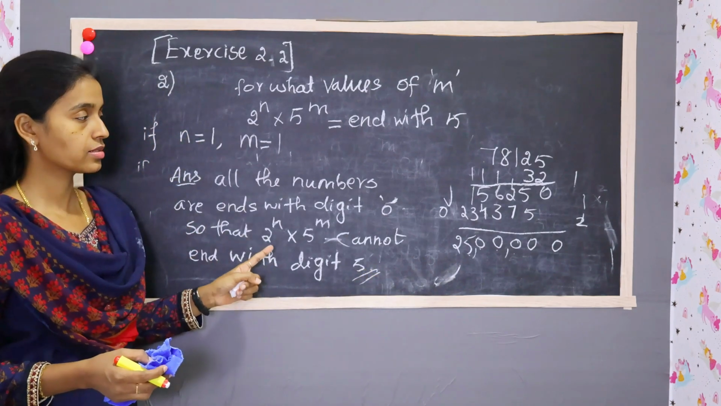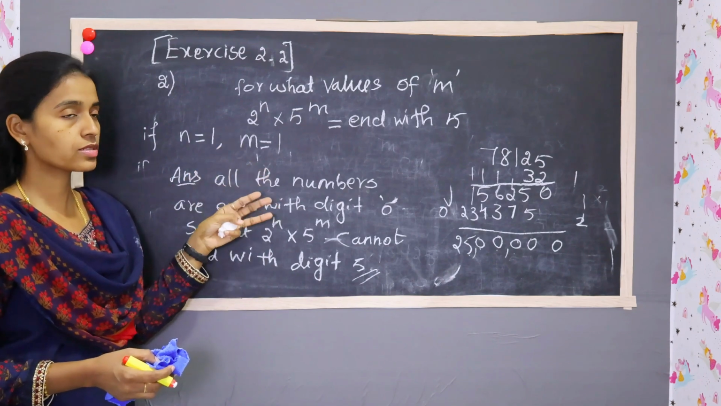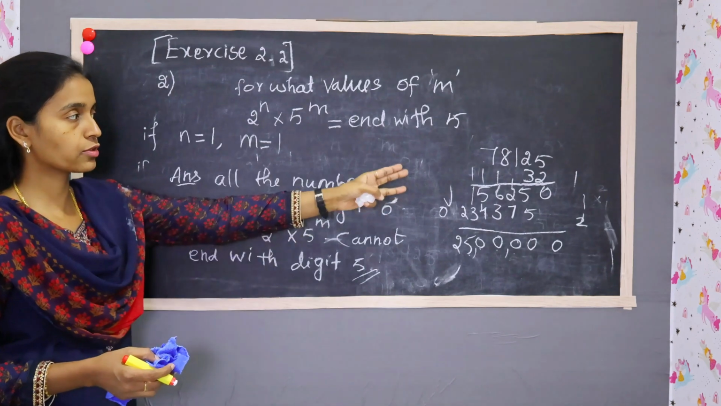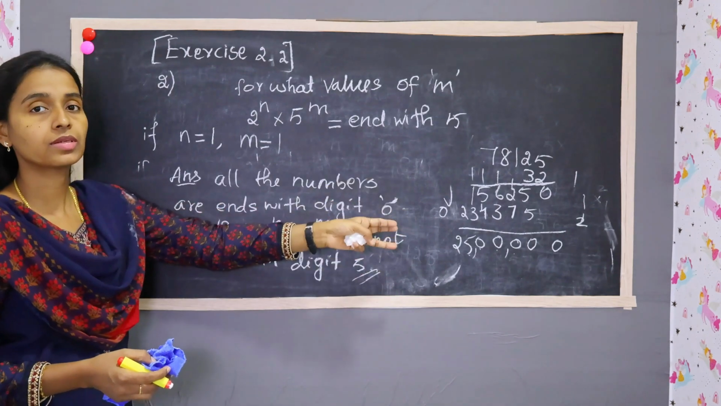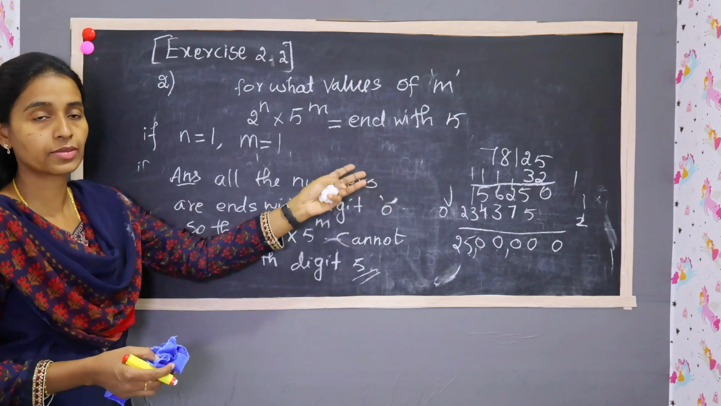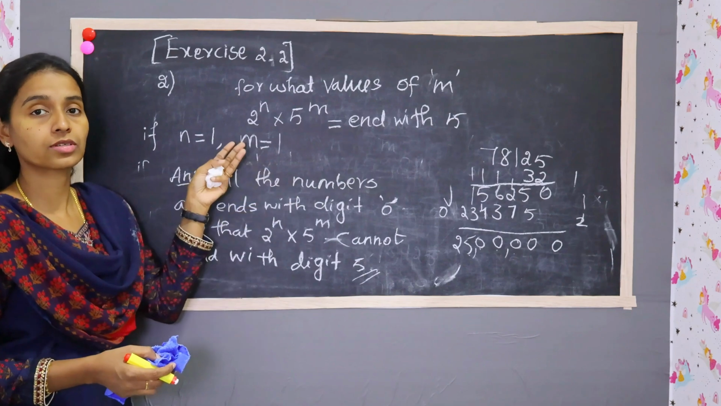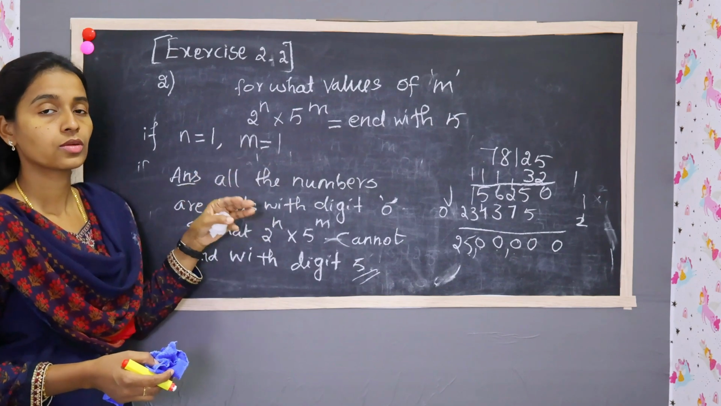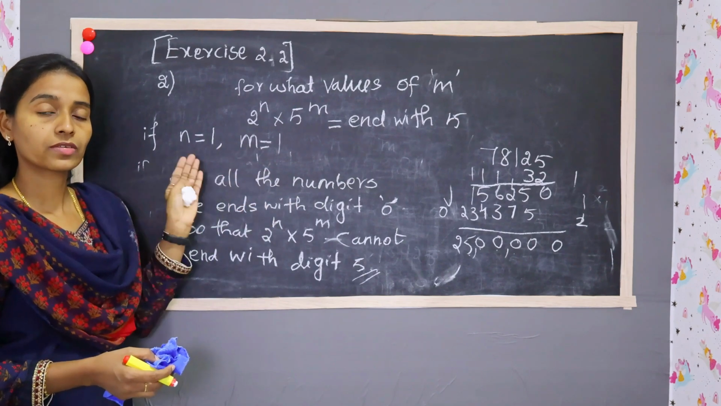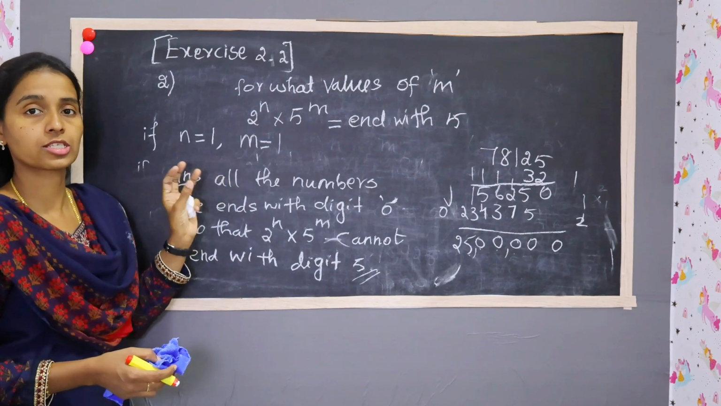This is the answer. You can apply small numbers for m and n because you can save time. If you are taking big numbers, the multiplication process will take more time. So you can take small numbers for saving your time. Whatever number you apply, you'll be getting some number which ends with 0 only.